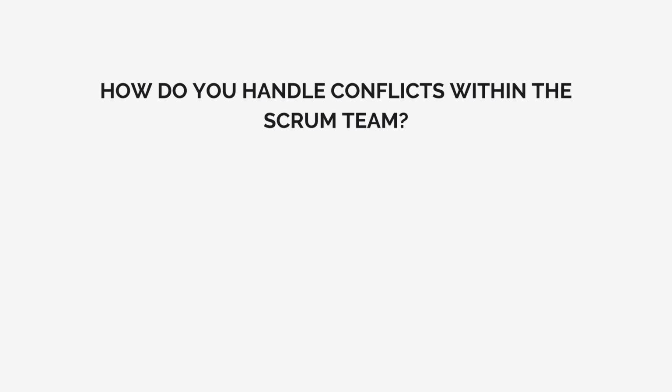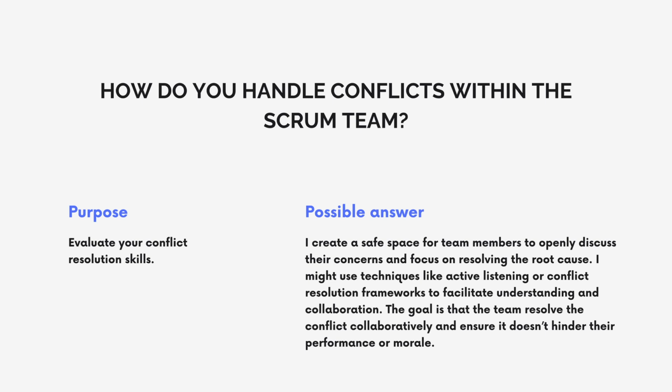Next, how do you handle conflicts within the Scrum team? The purpose of this question is to evaluate your conflict resolution skills. And a possible answer to this question is that you create a safe space for team members to openly discuss their concerns and focus on resolving the root cause. You might also use techniques like active listening or conflict resolution frameworks to facilitate understanding and collaboration. And remember, the goal is that the team resolves the conflict collaboratively, and you have to ensure that it does not hinder their performance or morale.